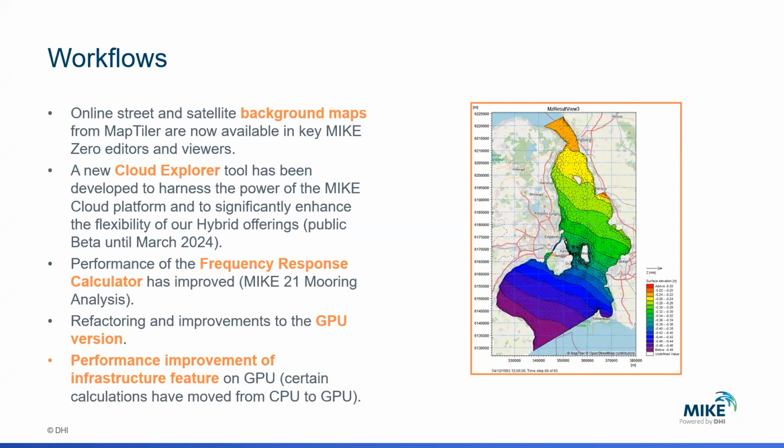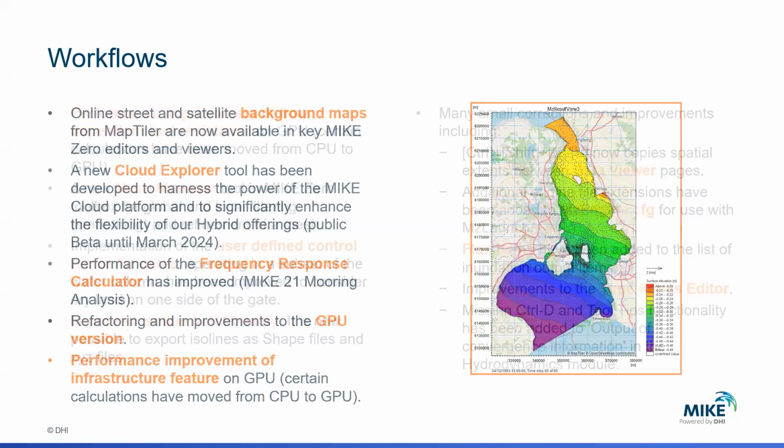In particular, we've moved the infrastructure feature and depth-dependent roughness features in Mike 21FM to the GPU now. So those were a little bit laggy because we use a hybrid CPU GPU approach for the process modules, and now general hydrodynamic simulations, particularly inland, are a bit quicker.